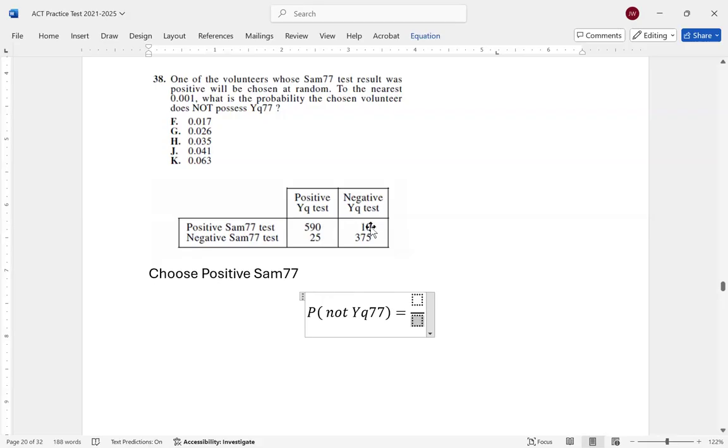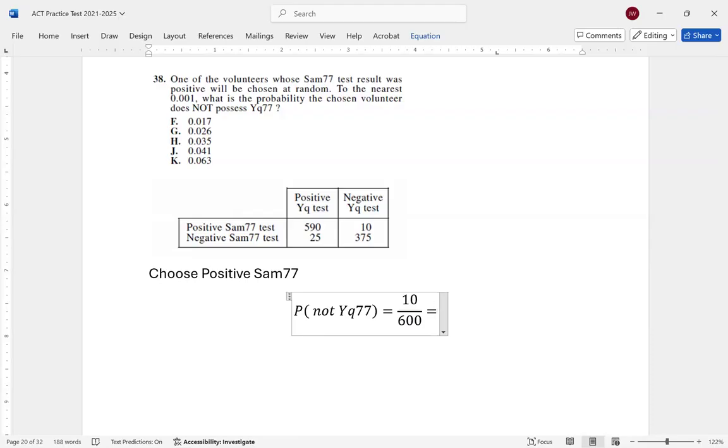That's the 590 and this 10. So that's the 600 people who tested positive with SAM77. Of those 600, 10 of them had a negative YQ test. So that means 10 of them actually don't possess the gene, where 590 of them do. So 10 out of 600 is our probability of not having YQ, but having a positive test.